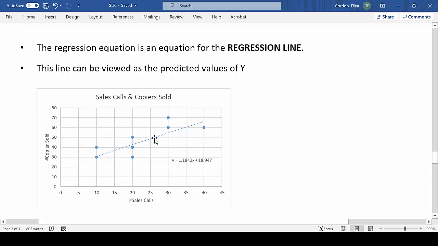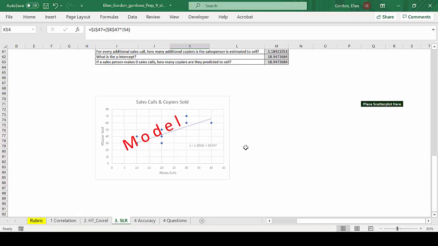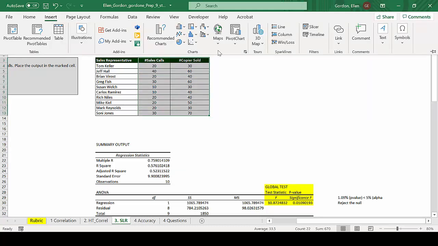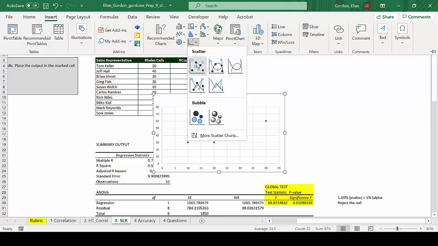So again, this is the regression equation. This is the regression line. It's the predicted values of y. The last thing that we're going to do is we're going to create that scatter plot, and we're going to insert the regression line and the regression equation. So I'm going to scroll up to our data. I'm going to select our x and y variable, and I'm going to go to insert, and then I'm going to insert a scatter plot.